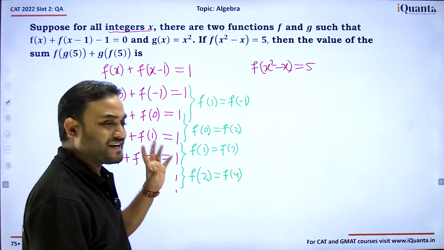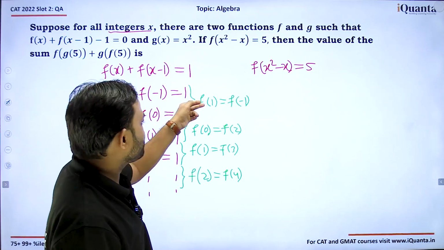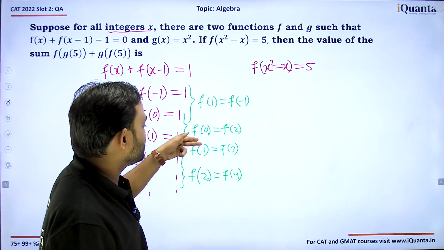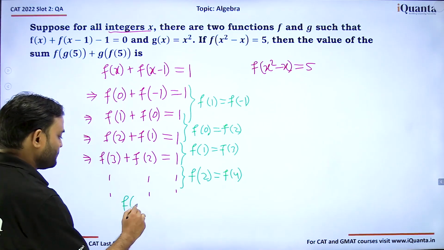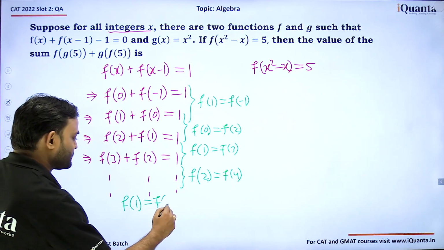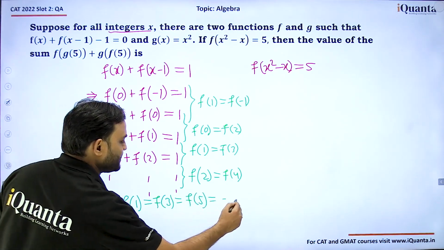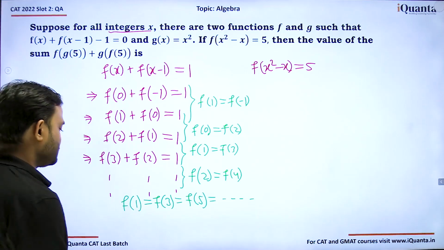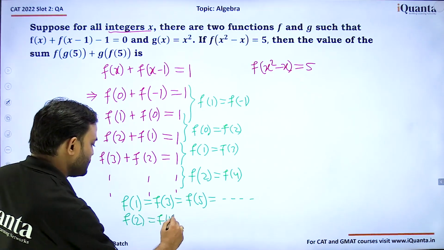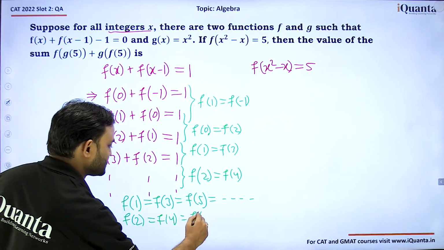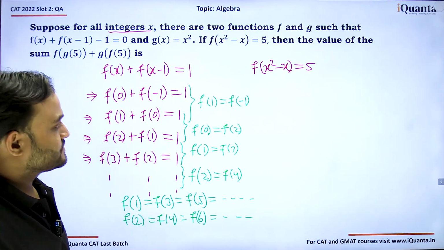So what are we getting here? f0 is equal to f2, f2 is equal to f4, f1 is equal to f minus 1, f1 is equal to f3. So if we talk about only positive integers, you can say f1 will be equal to f3, which will be equal to f5, for every odd value of x, and f2 will be equal to f4, which will be equal to f6, for every even value of x.